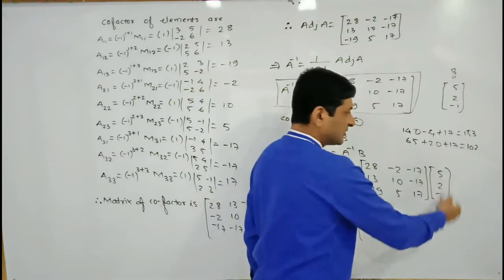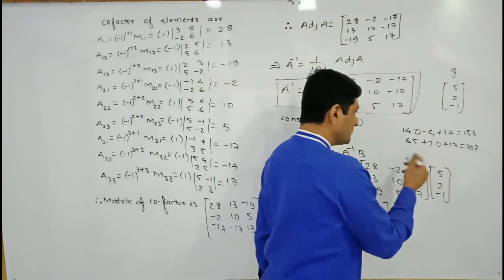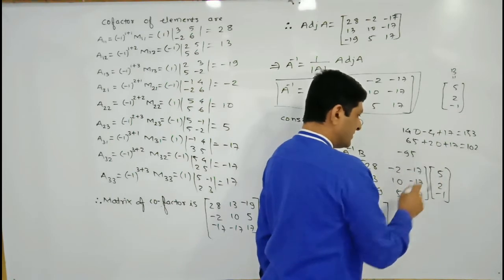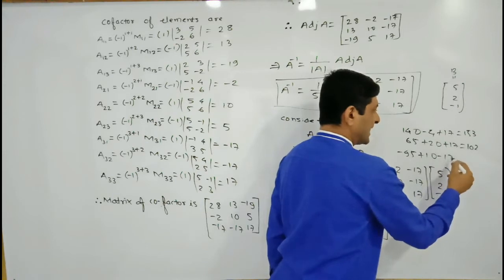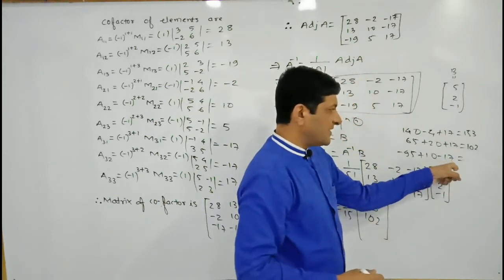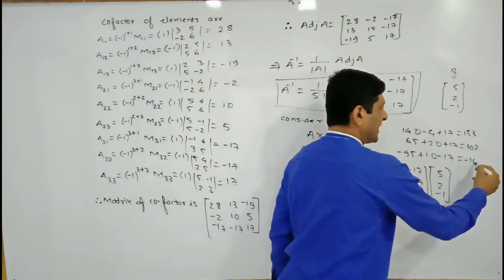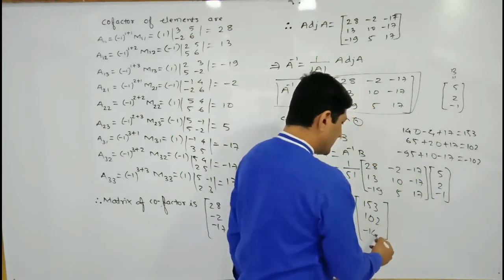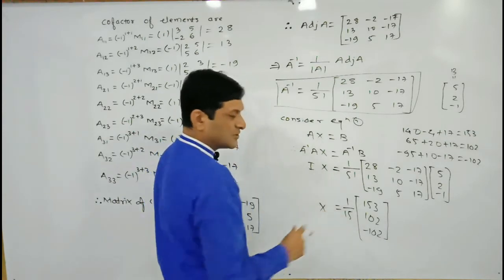Lastly, multiply the third row by this column. See what we'll get. Minus 19 into 5 will be minus 95. 5 into 2 is 10. And lastly 17 into minus 1 is minus 17. 10 minus 17 is minus 7 and minus 95 is minus 102. So here we'll get minus 102. On this side identity into X will be equal to X.